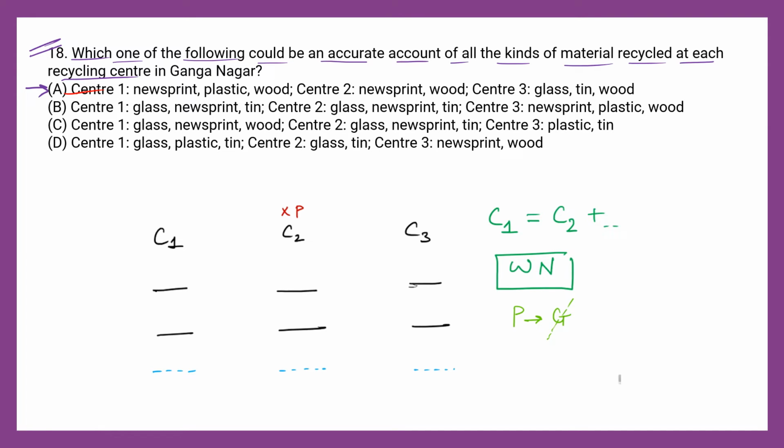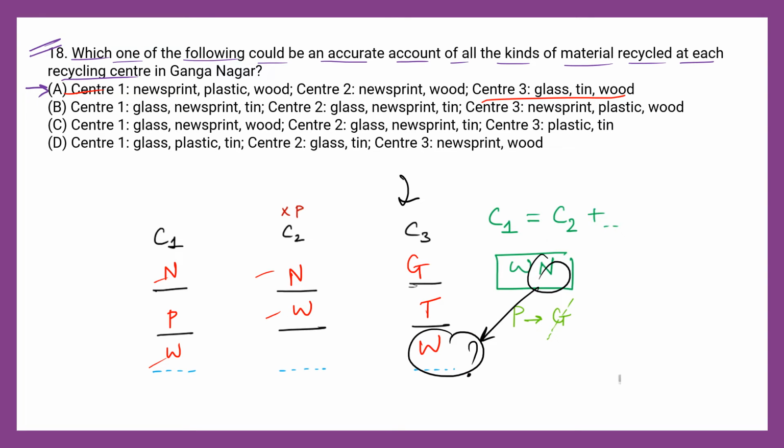Center 1 is N, P, and W. Center 2 is N, W. You can see here that N and W are in center 1 as well. Okay, so far so good. And then it says center 3 has G, T, and W. Now what's the problem with this? The problem with center 3 is that you have the W, but where's the N? You don't have the N here, right? So that's why A is not the answer. A is wrong.